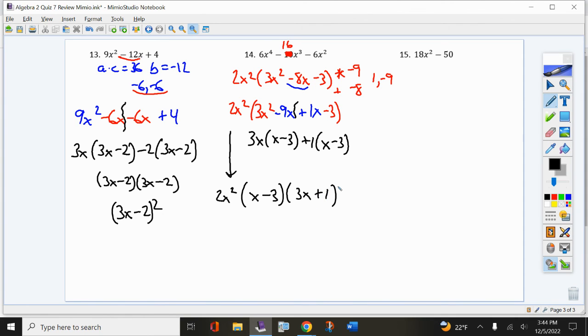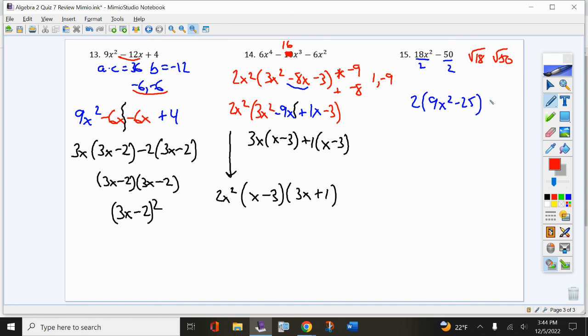And the last problem, number 15, I see two terms with a minus, but I can't easily do this, and I can't easily do that. So that's not my plan. But if I look at each of these, I can take 2 out of each of them, and that will leave 9x squared minus 25.